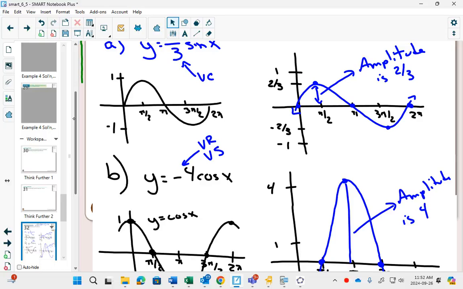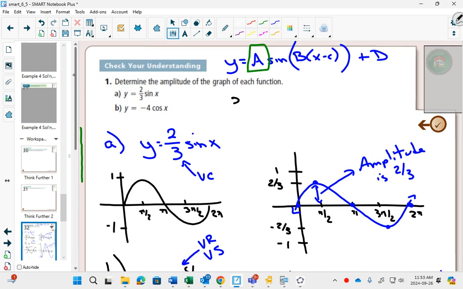So that vertical reflection for cos changes it from starting at a maximum to starting at a minimum. For sine, it changes it from starting in the middle going up to a middle going down. So we take the negatives, but the negative doesn't affect the amplitude. Whatever your A value is still going to be your amplitude.